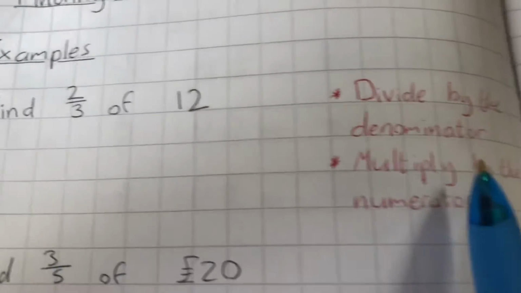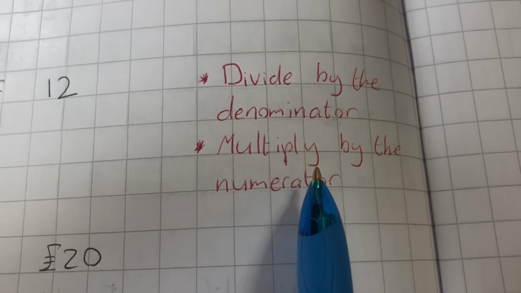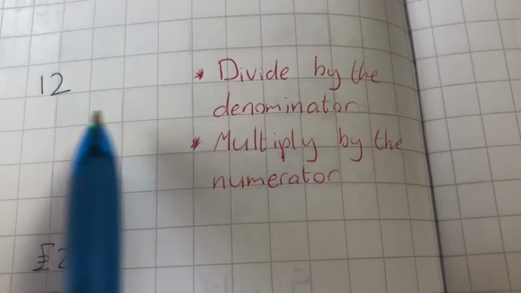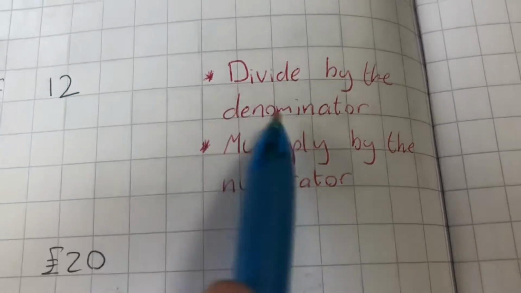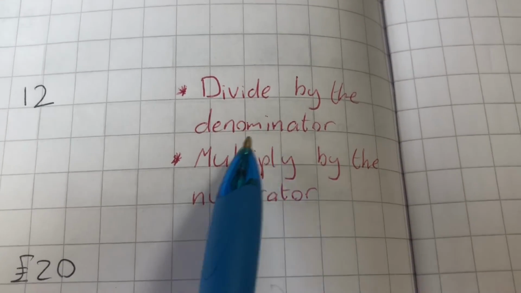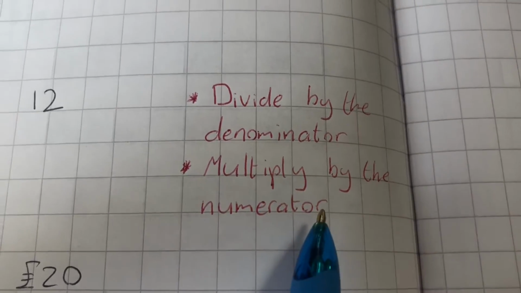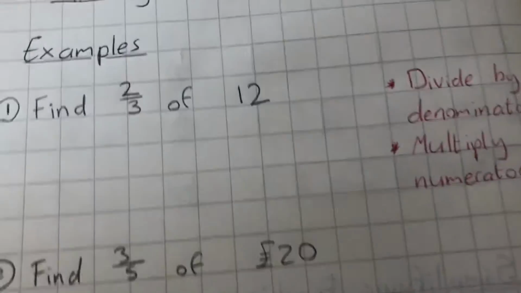Now you'll notice over here I've just written that there are two steps that we need to use to find 2/3 of 12. What we do is we take the amount, which in this case is 12, and we simply divide by the denominator, which we know from previous videos is the bottom number, and then whatever we get from that, we just multiply by the numerator. So let's try that.